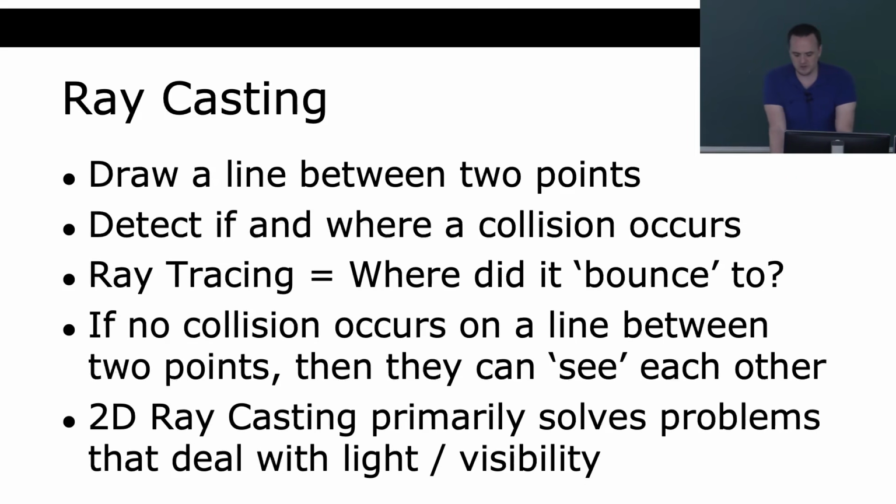So 2D raycasting, and again, most of the math from our 2D version of this also extends into 3D. It is just an extra variable, and usually where we do 1 multiplication, it ends up being like 3 multiplications if you're doing it in 3D space. So 2D raycasting is going to primarily solve problems that deal with light or visibility in our games.